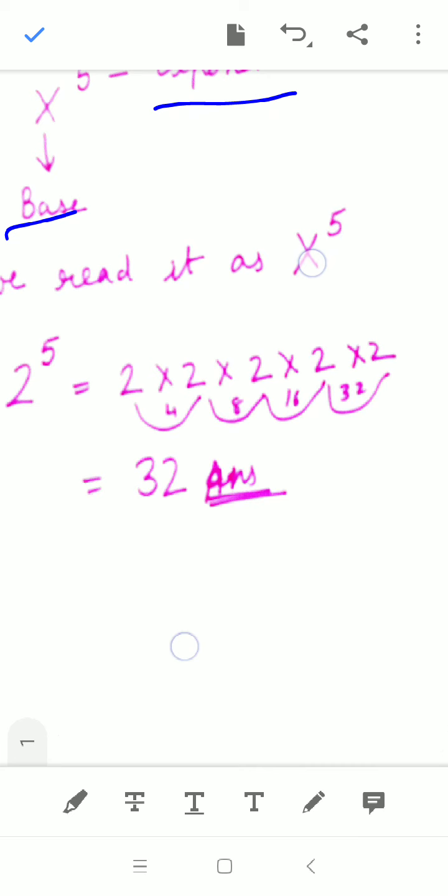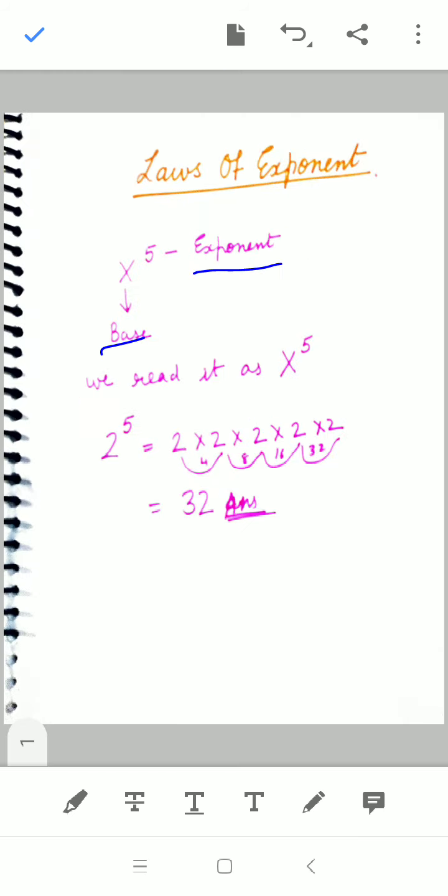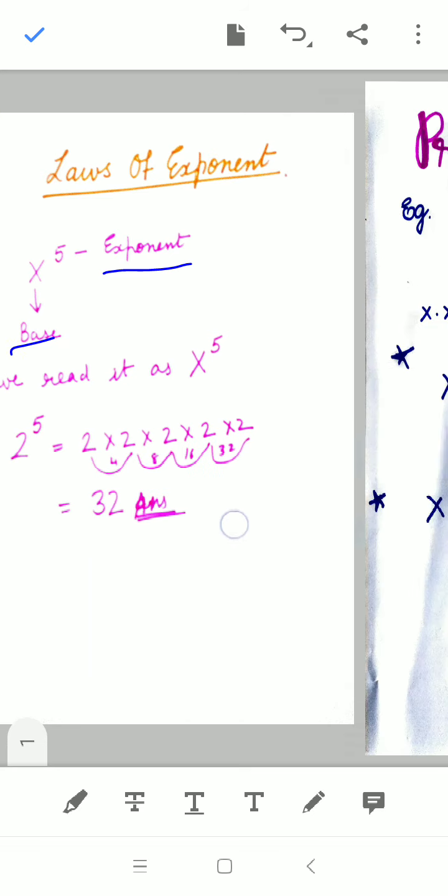What does that mean? That 2 is to be multiplied how many times? 5 times. We have multiplied it 5 times. 2 2s are 4, 4 2s are 8, 8 2s are 16, 16 2s are 32, and 32 is the answer. This we have studied in our previous classes also. See the video carefully to understand the laws of exponent. That is going to help you to solve your exercises.